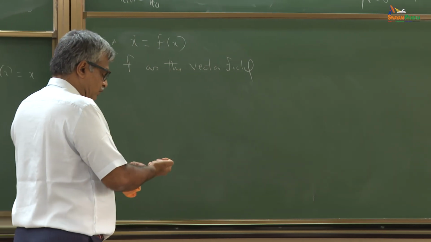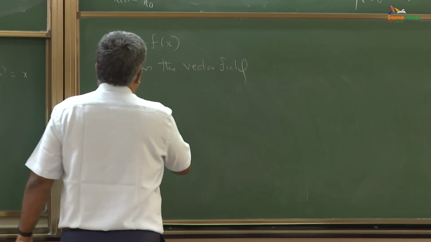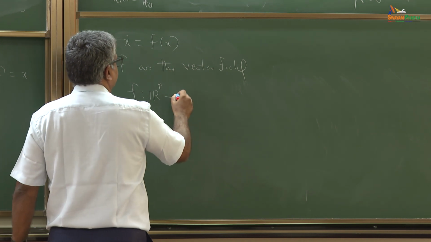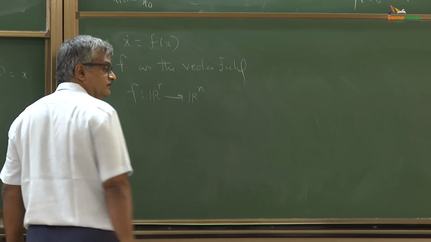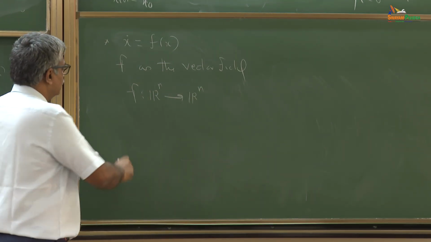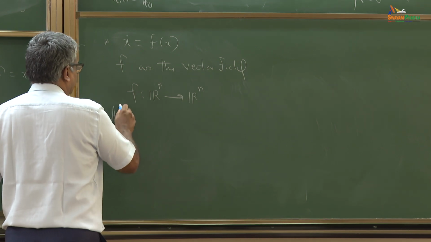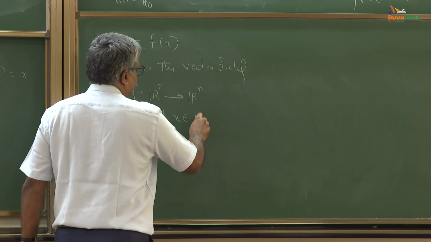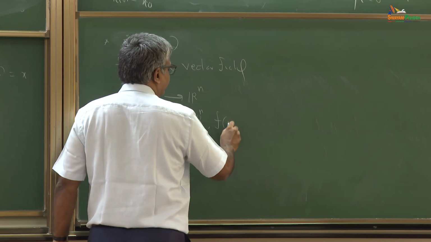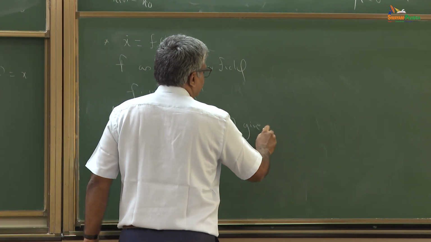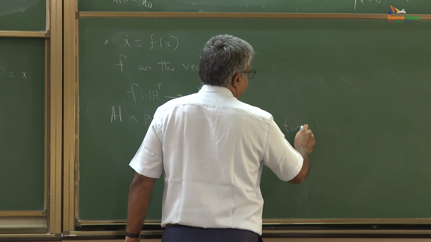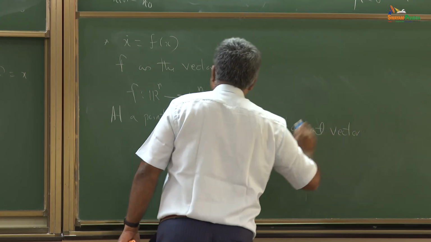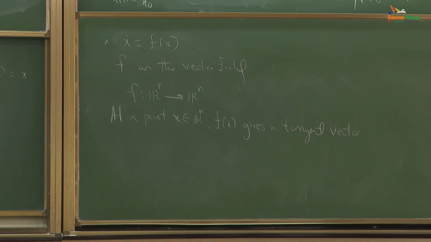Okay, so what does that do? What is this vector field now? The vector field takes x and gives you a vector in R^n. So at a point x in R^n, f of x gives a tangent vector. It gives you a tangent vector.